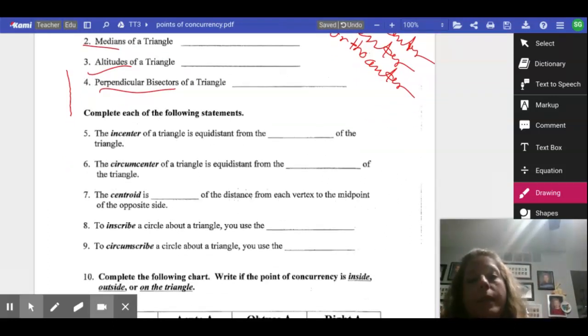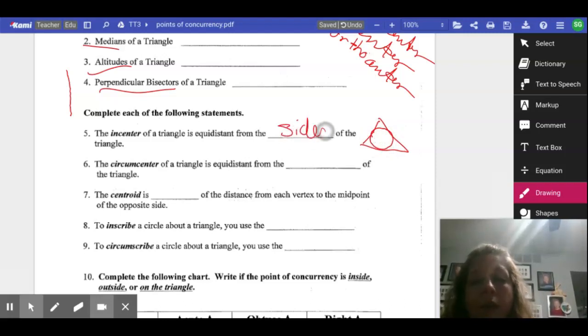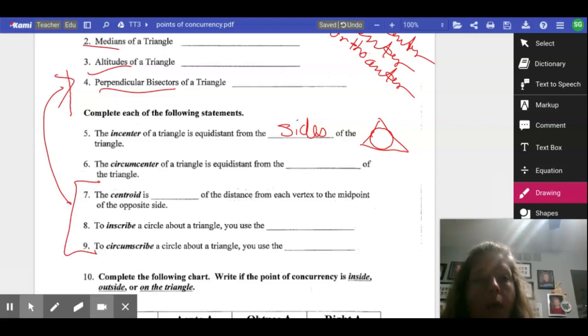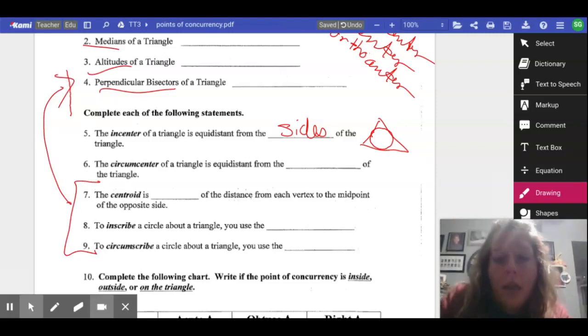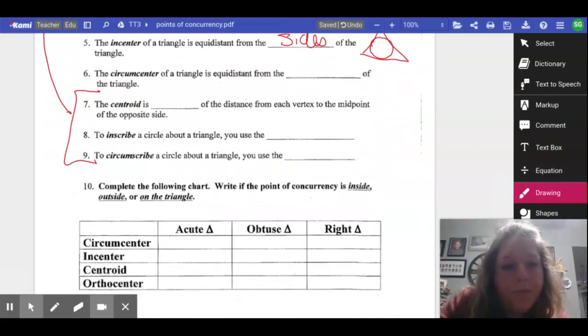So for example, the first one, the incenter of a triangle is equidistant from the blank of the triangle. It's not using those words. Incenter happens when the circle's on the inside. So it's equidistant from the sides of the triangle. It's these 3 where you're going to use the names from above: medians, altitudes, and perpendicular bisectors.